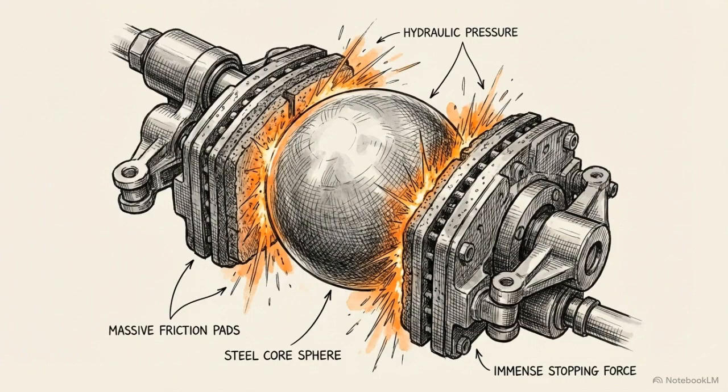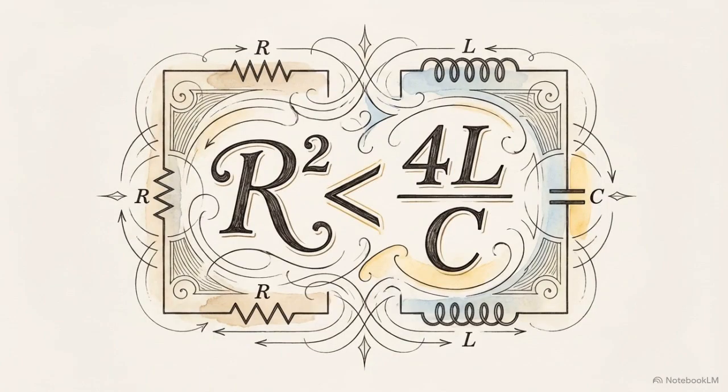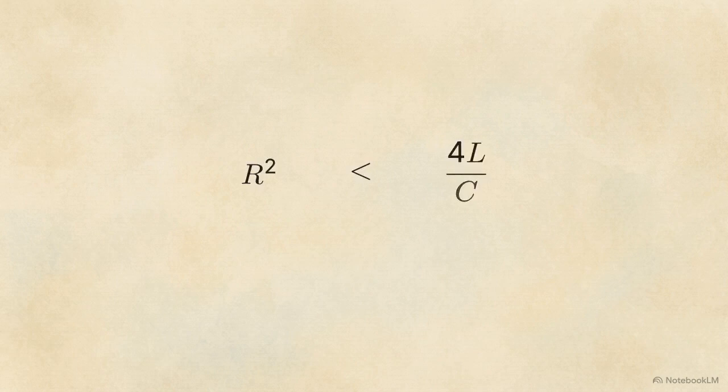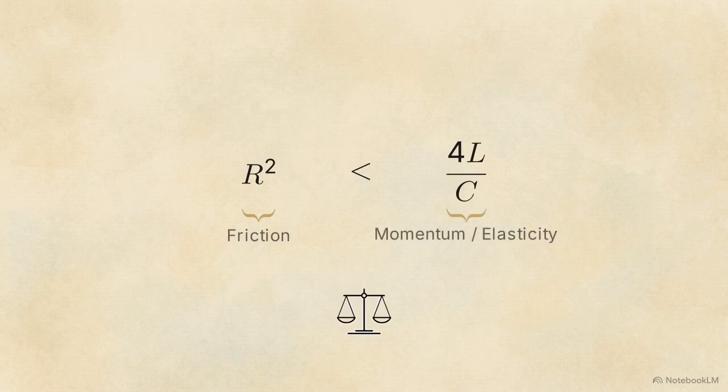How much friction is required to stop the bouncing entirely on the very first swing? Thomson discovered the boundary. The discharge only oscillates if the resistance squared is less than the ratio of 4 times the inductance over the capacity. This equation determines whether the circuit will oscillate. It marks the mathematical boundary between the system's friction and its ratio of momentum to elasticity.